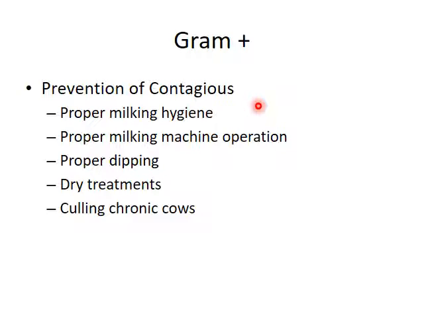And contagious is about milk transfer. We've got infected milk from one animal getting to another animal, so transferring from one udder to the next. So we need to keep things clean. Proper milking hygiene, proper milking operation, proper dipping pre and post, and dry cow treatments have been pretty successful against these gram positive contagious bacteria. And then if we've got issues with Staph aureus, a staph cow becoming chronic, we may consider culling her, if we have the animals to allow, to prevent her from infecting other animals.